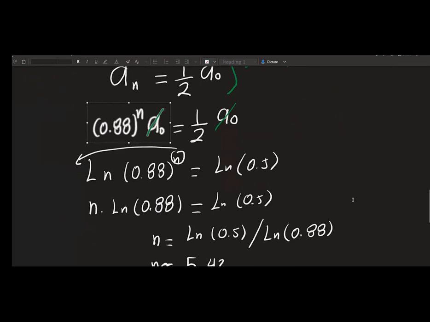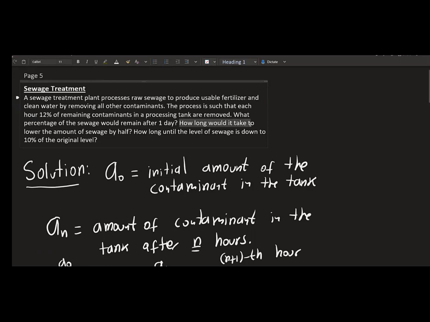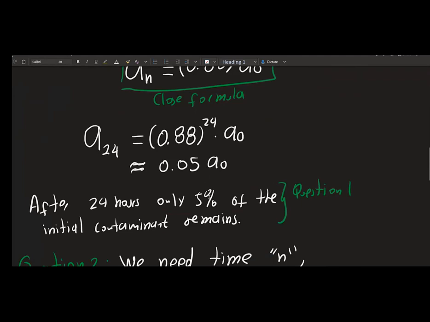All right, let's look at the third question. The third question is, how long until the level of sewage is down to 10% of the original level? This is actually very similar to question number 2. So this is going to be question 3.